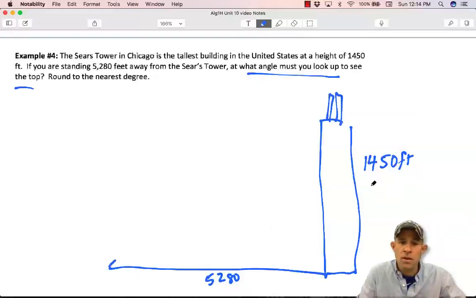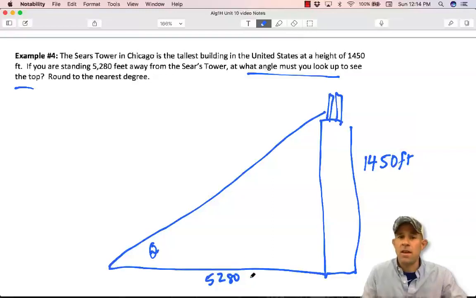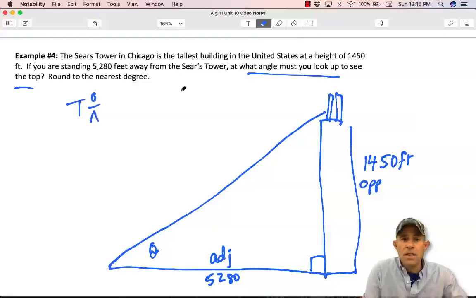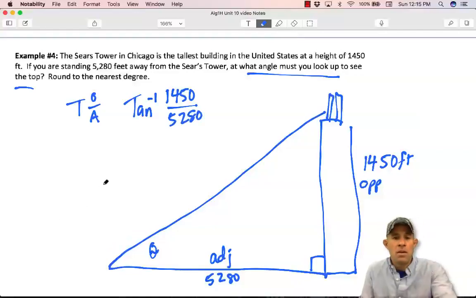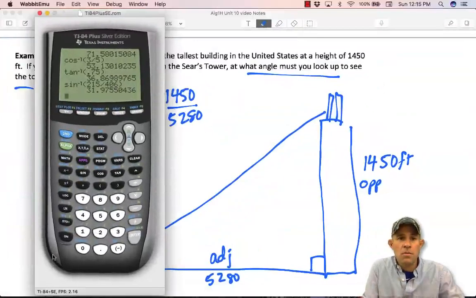So if I'm standing way back here, this angle is my angle of elevation. And I'm looking to find that angle of elevation. I notice that this again is a right triangle. My opposite leg is 1450. My adjacent leg is 5,280. Now I'm going to use my tangent ratio because that's the one that compares the opposite and the adjacent. So because I'm looking for an angle, I'm going to take the inverse tangent of 1,450 divided by 5,280.